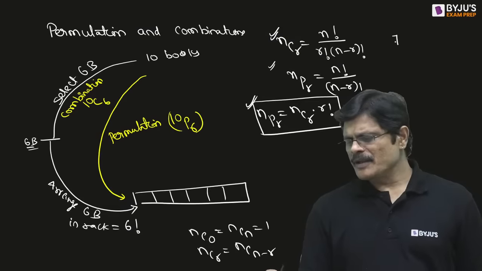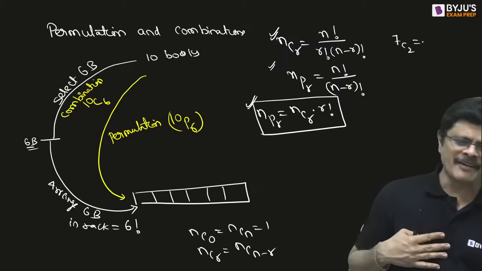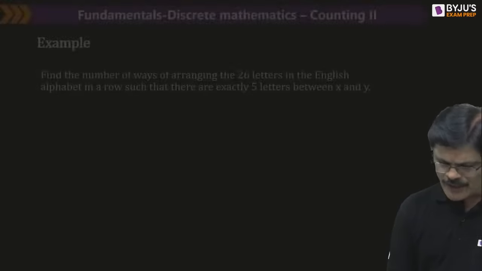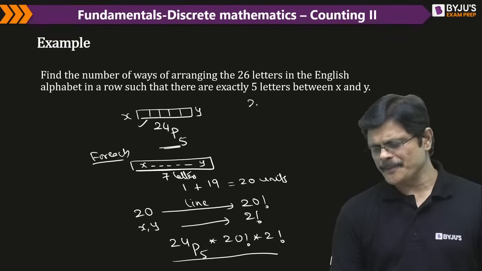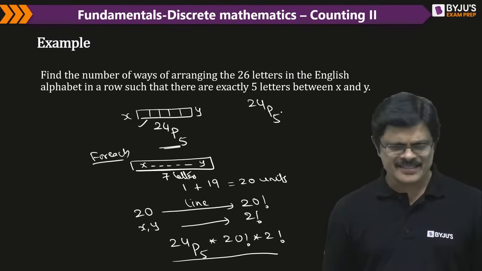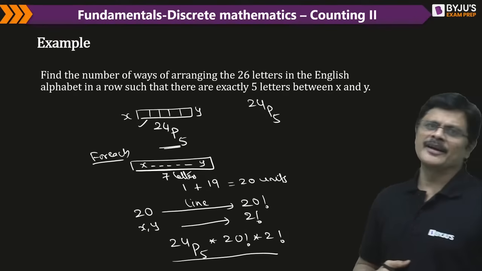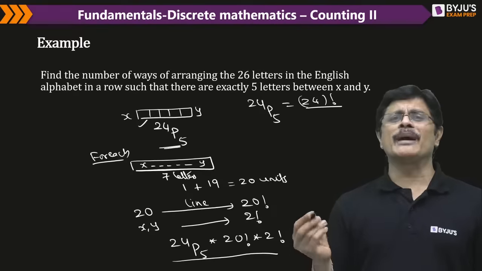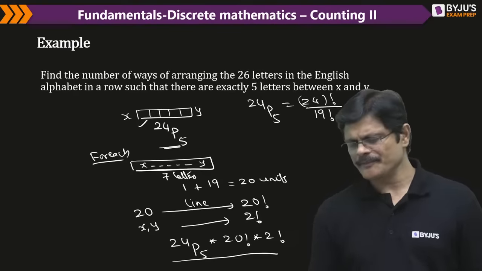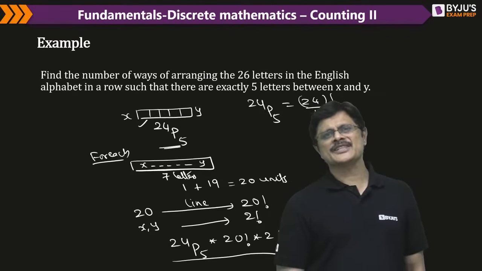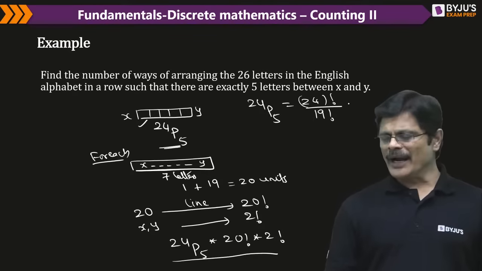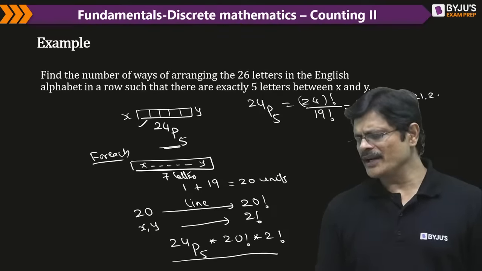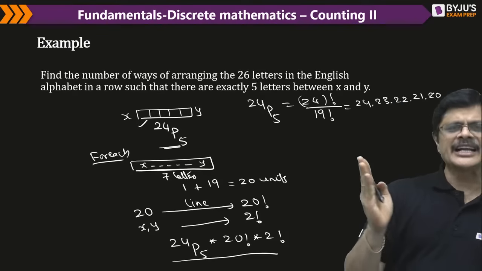For example, in a simple problem like 7C2, people are having difficulty. Even in the previous problems, you got some permutations like 24P5, and people leave it as it is. If your answer is in that form, fine, but sometimes you have to simplify. It is 24 factorial by 24 minus 5, that is 19 factorial. So what happens? 24, 23, 22, 21 and 20, and the 19 factorial gets cancelled.